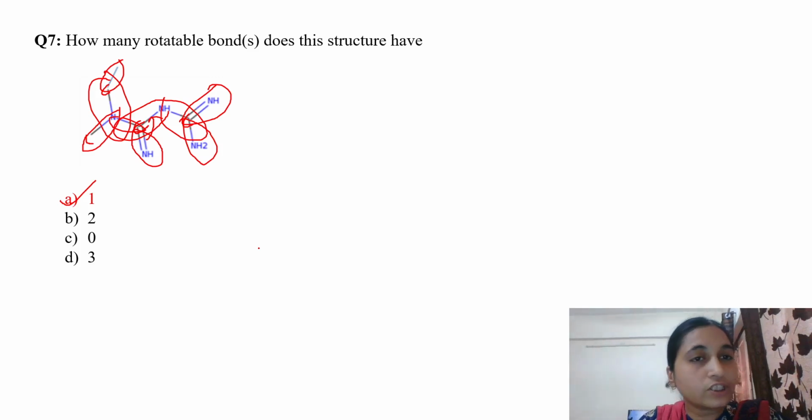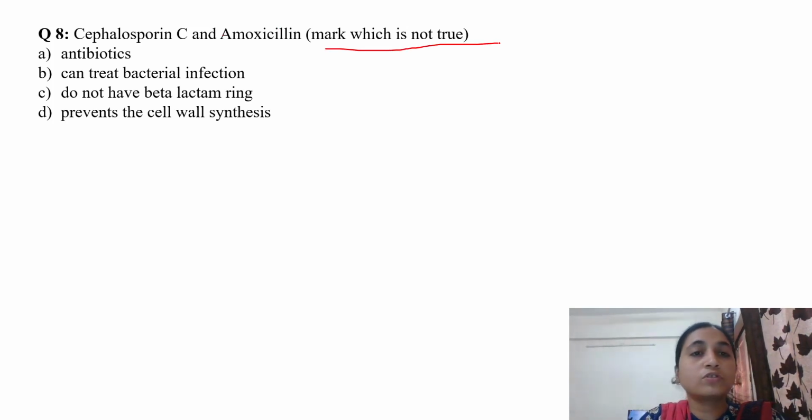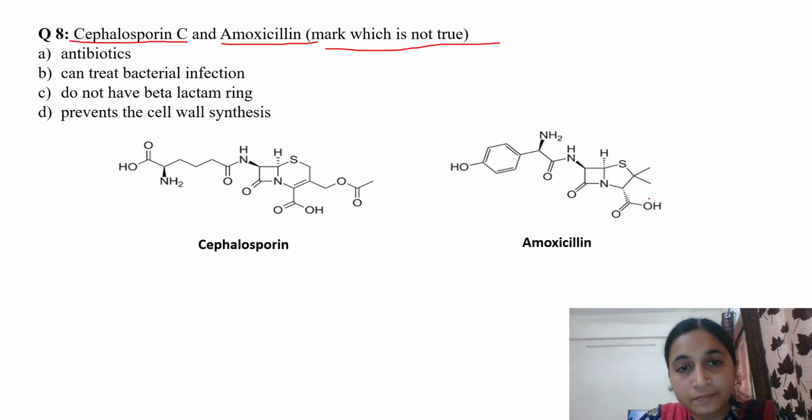So let's come to question number 8. Cephalosporin C and amoxicillin: mark which is not true. These two are antibiotics, basically of the penicillin series. So let's see the structure of cephalosporin and amoxicillin. This is the structure of cephalosporin and this is the structure of amoxicillin.